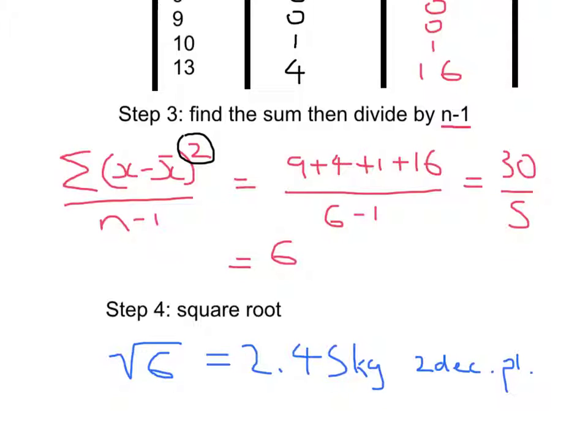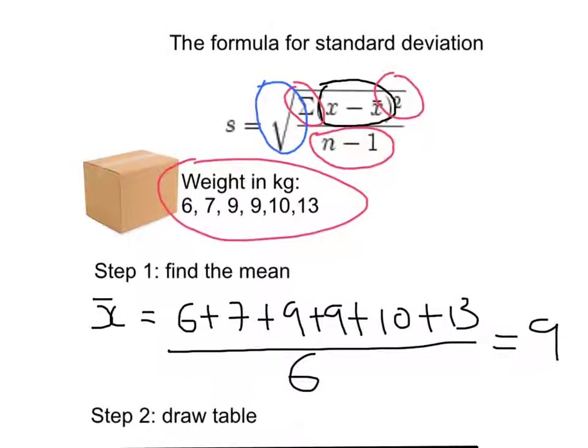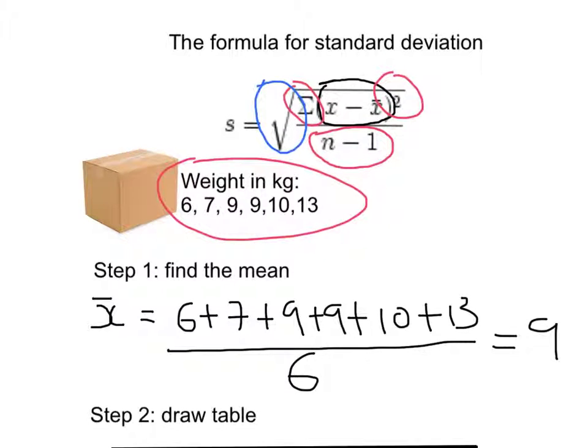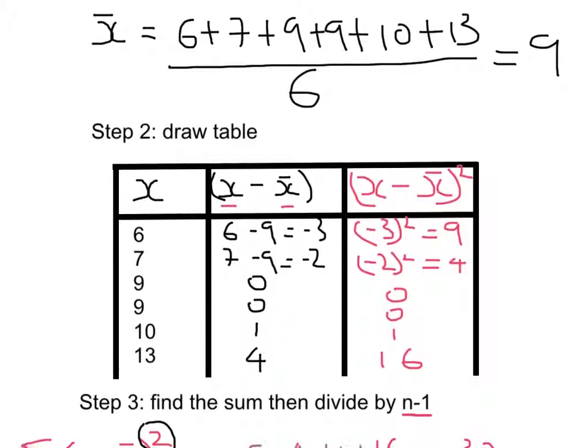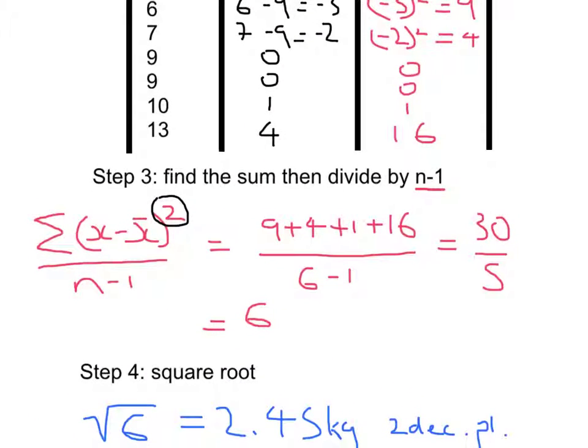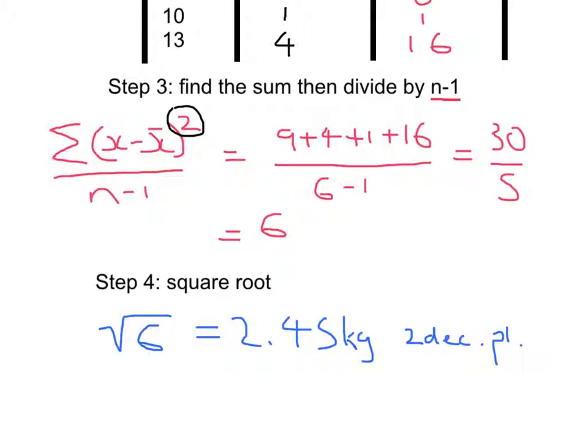Now this probably seems like quite a long process to start with, the first time you do it, but with a little bit of practice, it's really not that difficult. Just remember, find the mean, draw your table, and find the value of x minus the mean squared. Then just find the sum, divide it by n minus 1, and finally you've got to remember to square root it. So now we're going to try some worked examples ourselves.